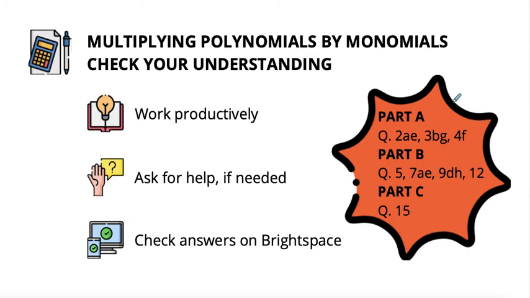So for part A, do questions 2A and E, 3B and G, 4F. For part B, look at question number 5, 7A and E, 9D and H, and number 12. And lastly, for a challenge, part C, question number 15. The answers are provided for you within that Check Your Understanding document on Brightspace.